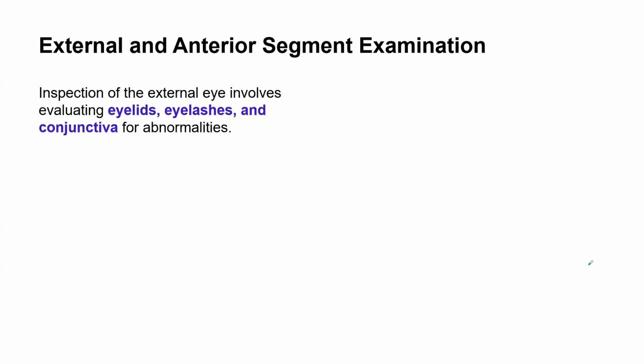Then the next one is external and anterior segment examination, which is also part of the examination techniques. So inspection of the external eye involves evaluating the eyelids of the individual, the eyelashes, and the conjunctiva for abnormalities. So we can inspect the external eyes. The external eye examination involves evaluating the physical abnormalities of the eyelid, eyelashes, and the conjunctiva, which is very important.